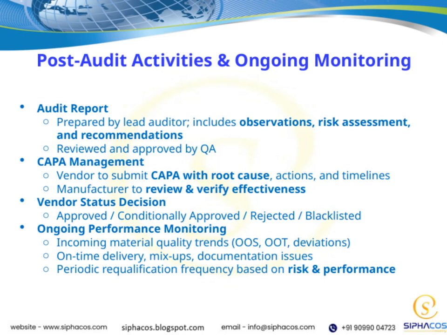Next is vendor status decision, where vendors are categorized as approved, conditionally approved, rejected, or blacklisted based on their performance and compliance. Ongoing performance monitoring is also crucial. It involves tracking incoming material quality trends, such as out-of-specification or out-of-trend results, deviations, and other issues like mix-ups or documentation problems. This helps us identify patterns and areas for improvement.